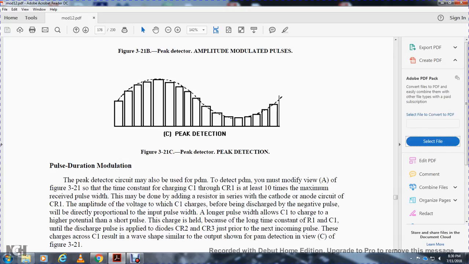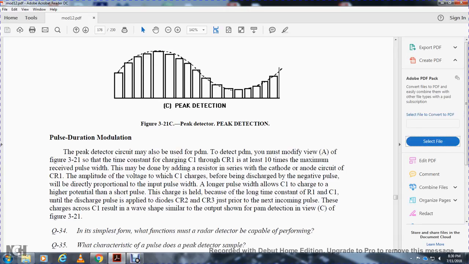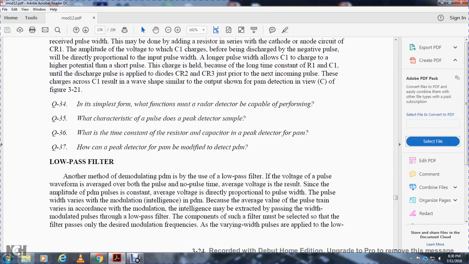So the discharge pulse, with diodes 2 and 3, comes just prior to the next incoming signal. These charges across the capacitor will result in the wave shape of the output shown, with the pulse amplitude modulation detection of figure 3-21.